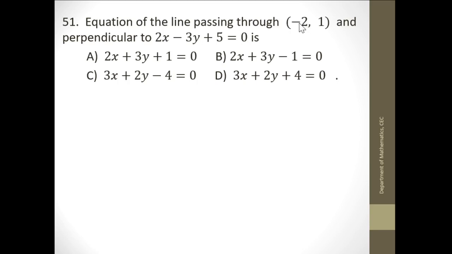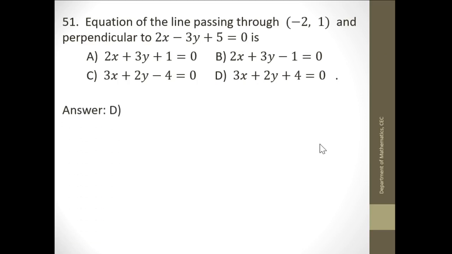3x, 3 into minus 2 is minus 6, plus 2y, 6 plus 2. Minus 2 into 3 is minus 6, plus 2 into 1 is 2, so minus 4, equal to minus 4. Bring this side, plus 4. Therefore, 3x plus 2y plus 4.